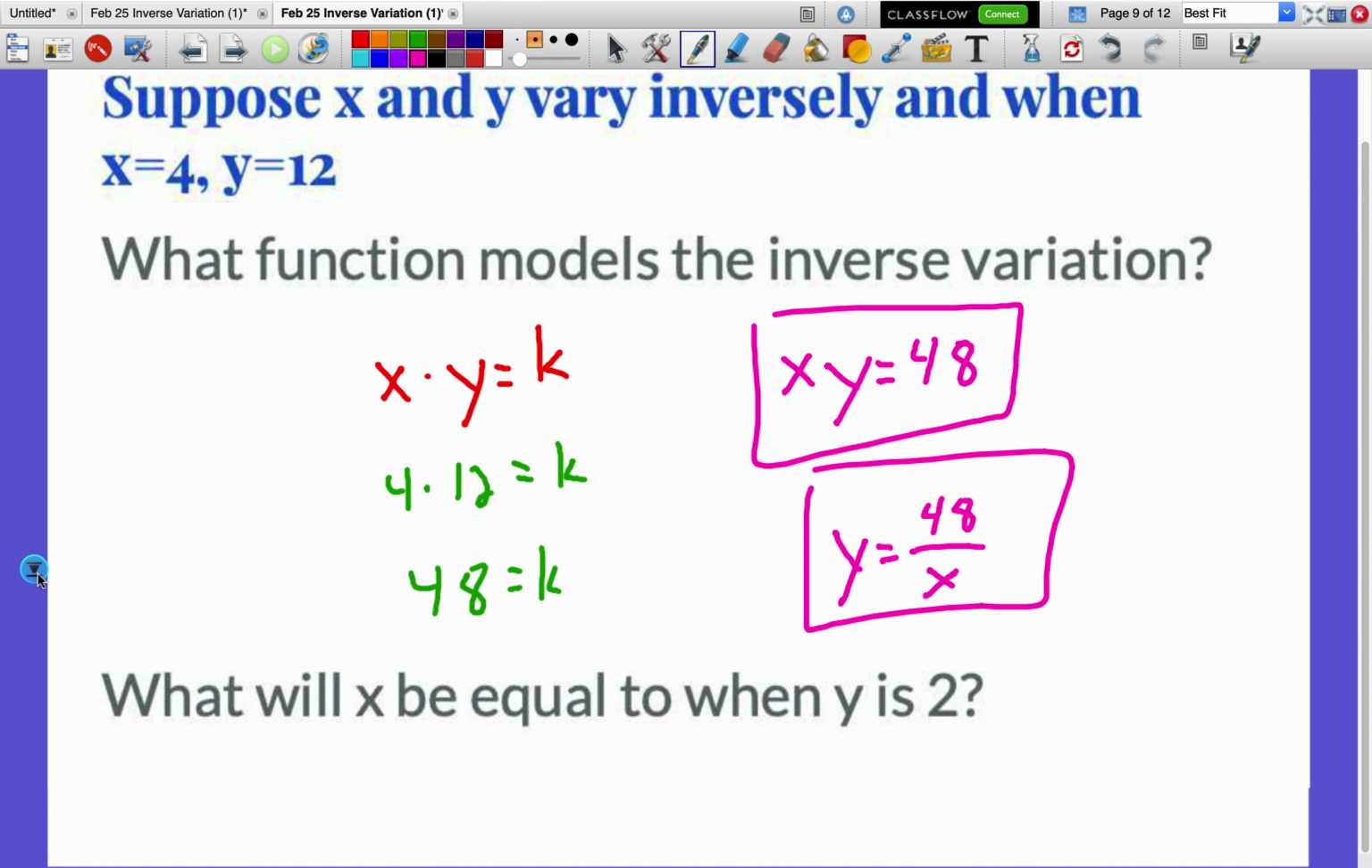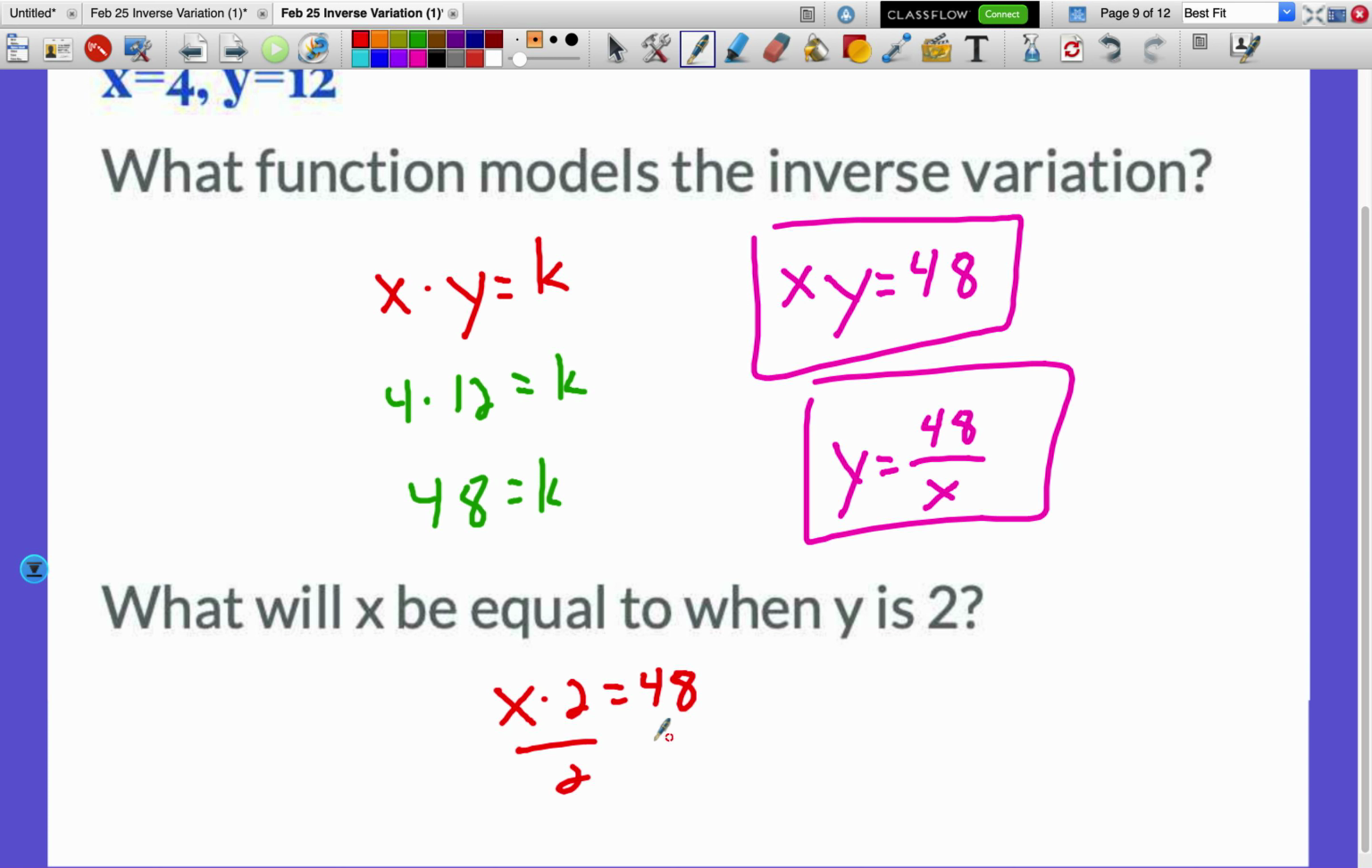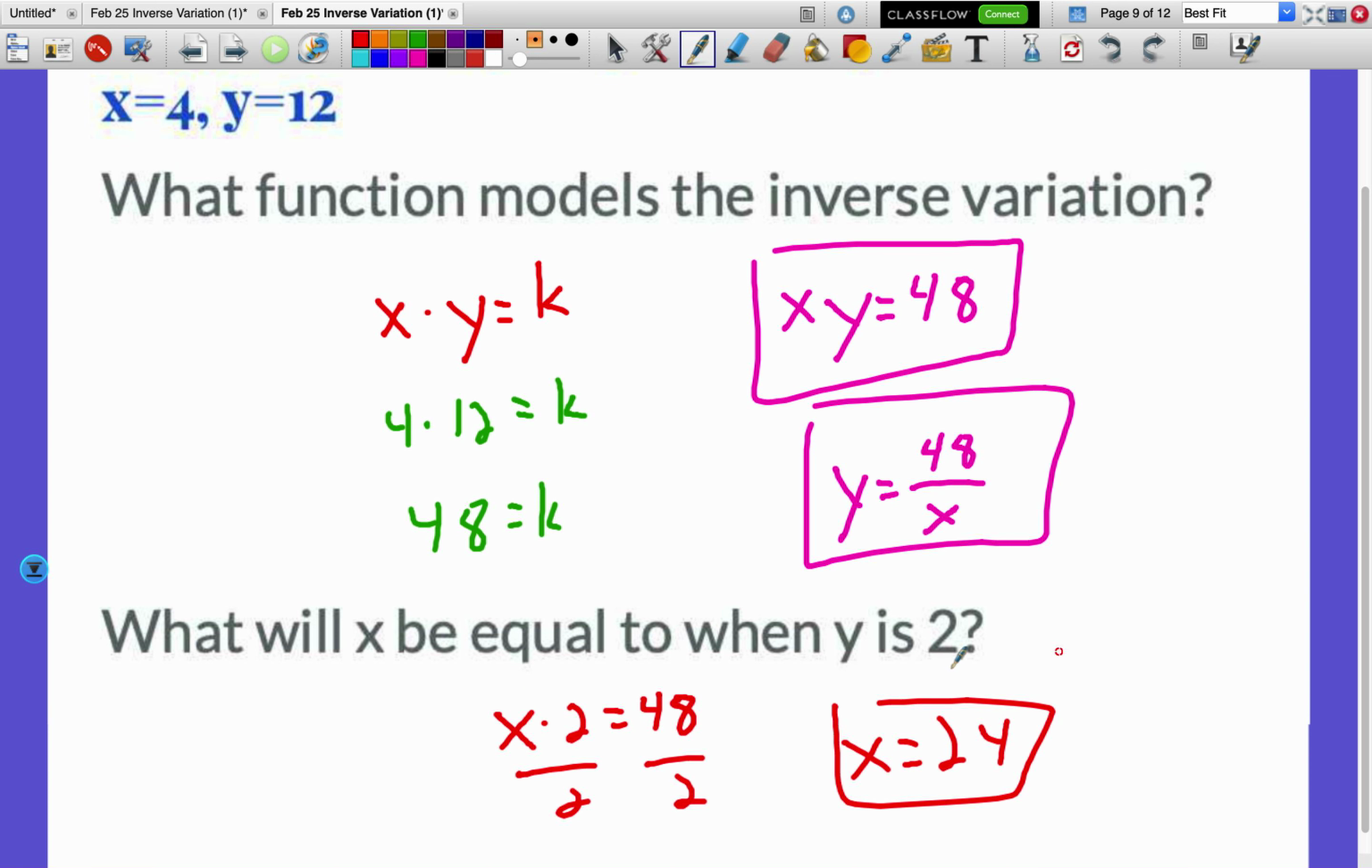And now let's use our function. What is the x value when y is equal to 2? So I'll say x times 2 equals 48, and we divide both sides by 2. x equals 24. So x becomes 24 to keep the product equal to 48. 2 times 24 is equal to 48.